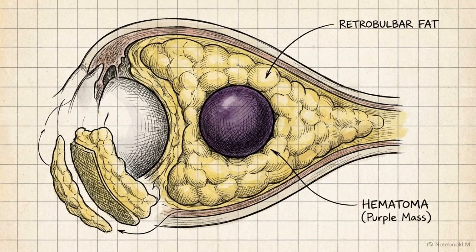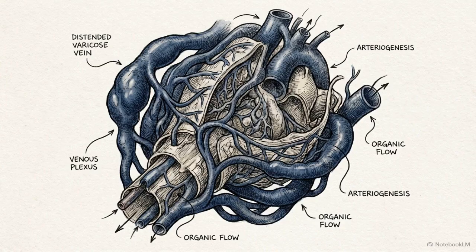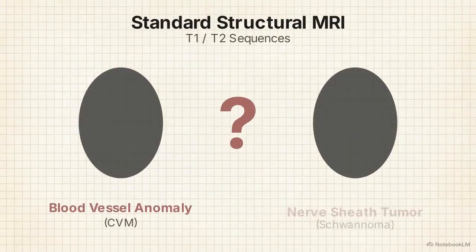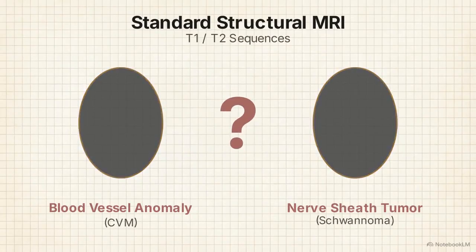Moving to the deep retrobulbar fat of the intraconal and extraconal spaces, we frequently encounter isolated mass lesions. The most frequent benign mass found in the adult orbit is the cavernous venous malformation, or CVM. The radiological challenge is that on standard scans, a CVM perfectly mimics a schwannoma, a nerve sheath tumor. Both appear as well-defined ovoid masses.